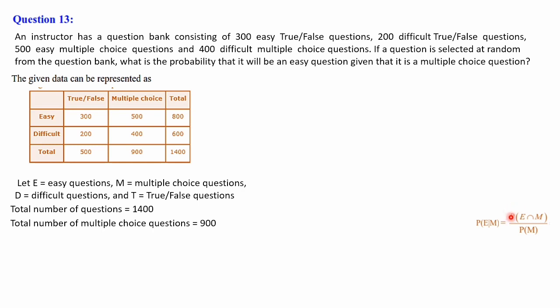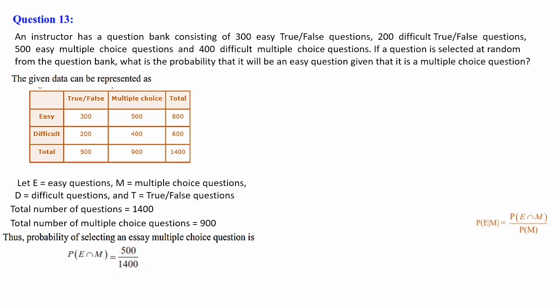Here a little bit of difference is there than the previous ones. We have to define P of E intersection M. E intersection M in the sense easy multiple choice questions. E stands for easy and M stands for multiple choice. The total number of questions is 1400, and easy multiple choice questions are 500 in number. So P of E intersection M is equal to 500 divided by 1400. So first part we have got.